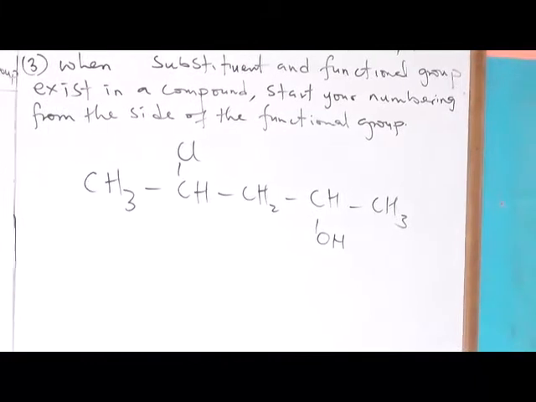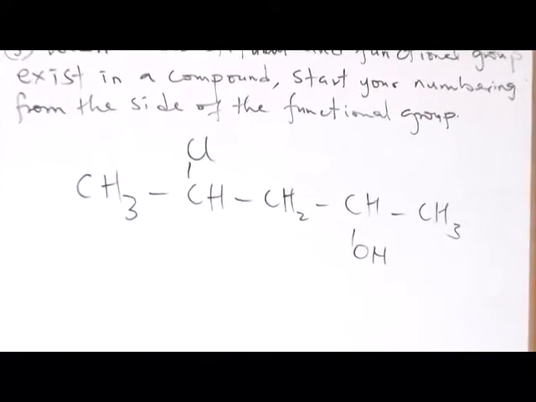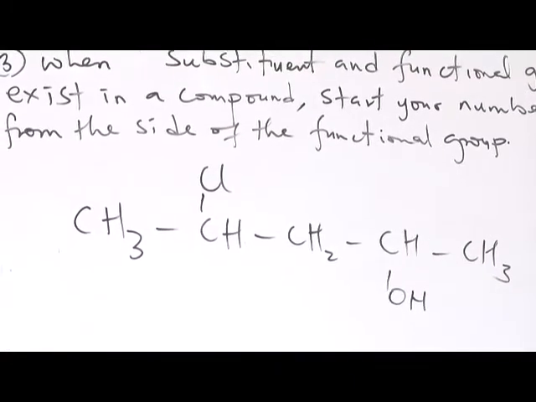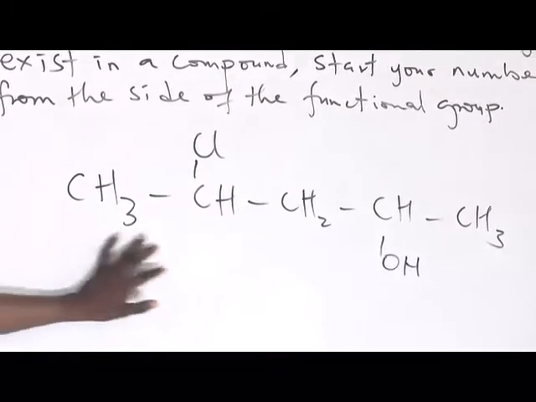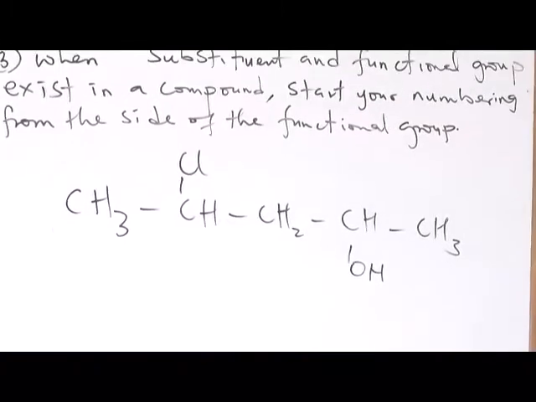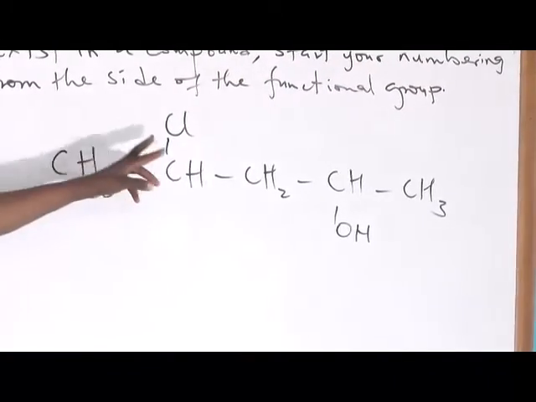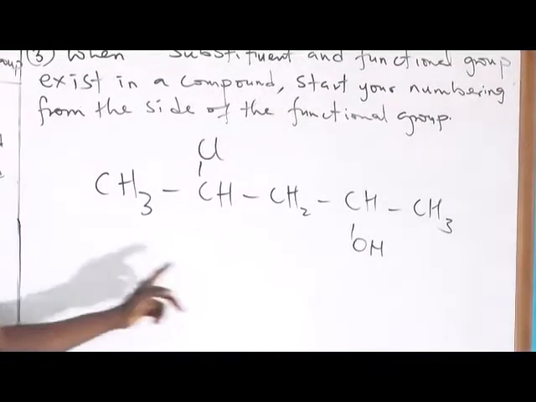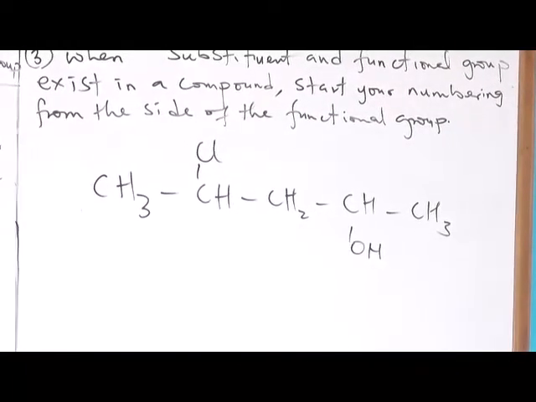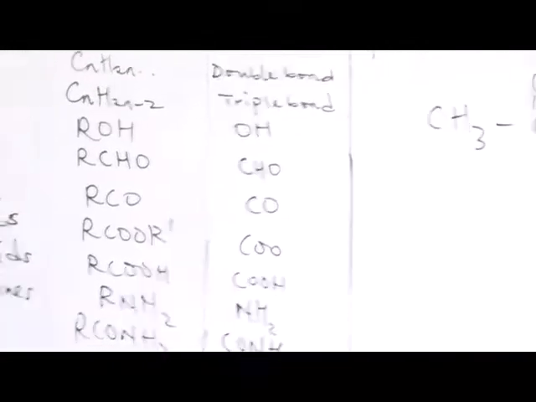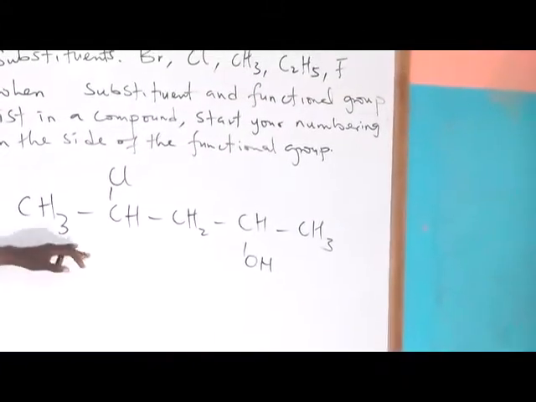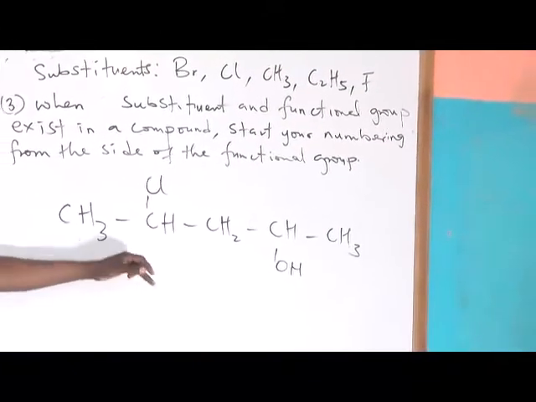We start from rule number 1. Rule number 1 says, identify the functional group of the given compound. So look at this compound now. What is the functional group you have in this compound? This is a substituent, it's not a functional group. This is the functional group OH. So because of the presence of OH, it means that this one is an alkanol family.